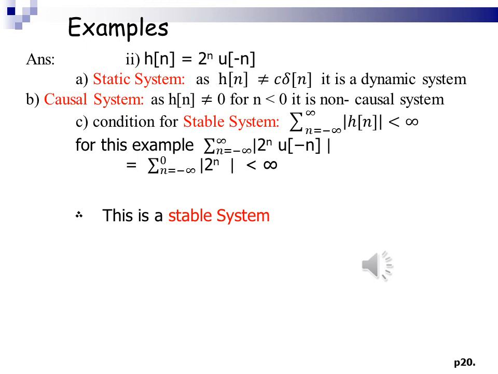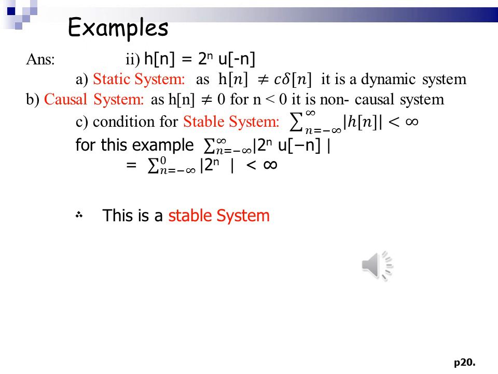What about 2 raised to n? 2 raised to n is of the form a raised to n, where a is greater than 1. So it is an exponentially rising function, but multiplied by u of minus n. That means only its negative axis part will be taken. So negative values of n will be chosen. So it is exponentially rising from minus infinity to 0.